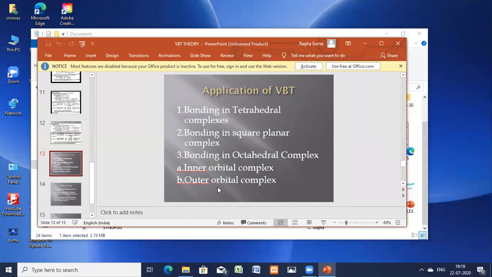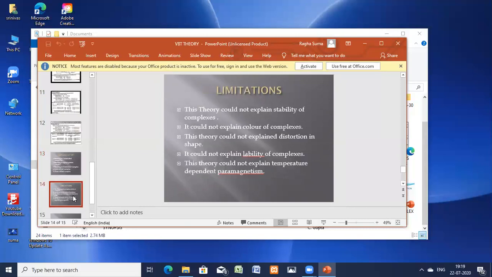Now let us see the limitations of this theory. This theory couldn't explain the stability. What we have discussed is only the structure, the hybridization and magnetism. That's it. There are limitations. The limitations are the stability. Werner has explained about the stability, but the VBT, Linus Pauling, couldn't explain the stability of the complexes.